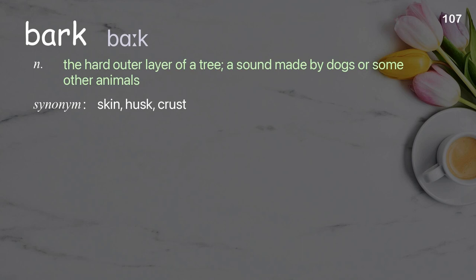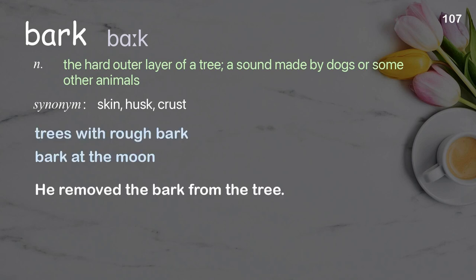Bark. The hard outer layer of a tree, a sound made by dogs or some other animals. Examples. Trees with rough bark. Bark at the moon. He removed the bark from the tree.